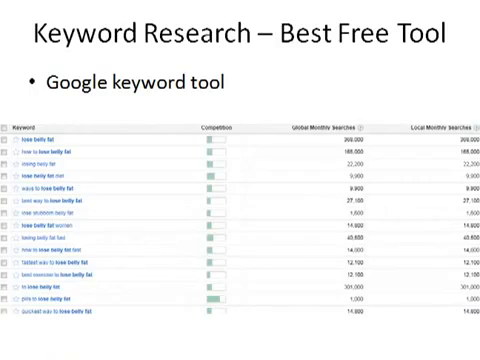Now, when it comes to keyword research, probably the best free tool available is the Google Keyword Tool. If you were to type a phrase like lose belly fat, for instance, into the Google Keyword Tool, it'll give you a bunch of keywords, and it'll give you the global monthly searches and the local monthly searches, and a rough estimation of your competition in Google AdWords.